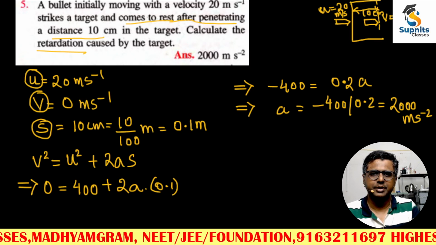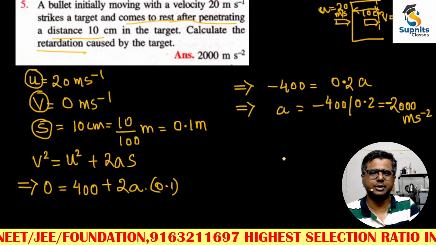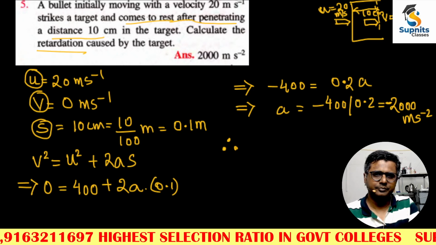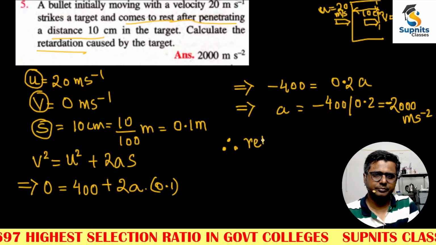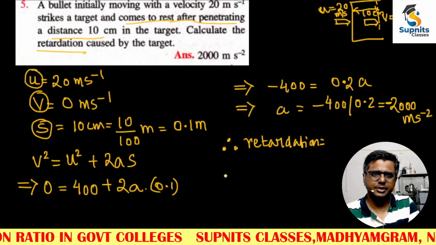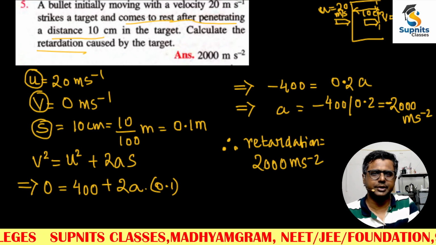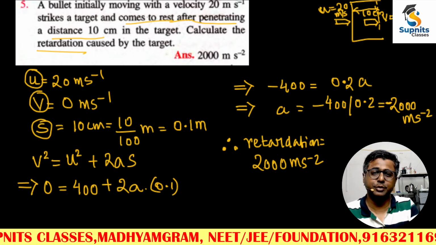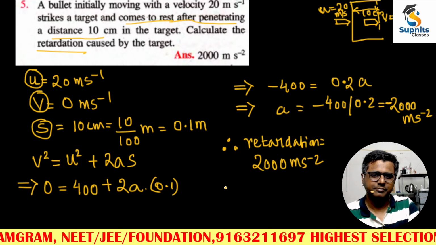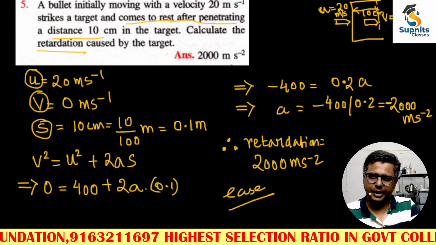Clear to everyone? And if you see, this has come negative, minus 2000 meter per second square. Then what will be retardation? So I'll write, therefore retardation is equal to 2000 meter per second square. Done. My first problem is done and we have done it with ease. So everybody at peace. Let us go for our next problem now.